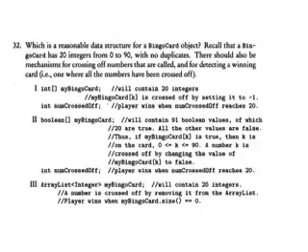Okay, let's take a look at the following question. Question 32. Which is a reasonable data structure for a bingo card object? A bingo card has 20 integers from 0 to 90 with no duplicates. There should also be mechanisms for crossing off numbers that are called and for detecting a winning card, i.e. the one where all the numbers have been crossed off. So let's see. There are three choices.